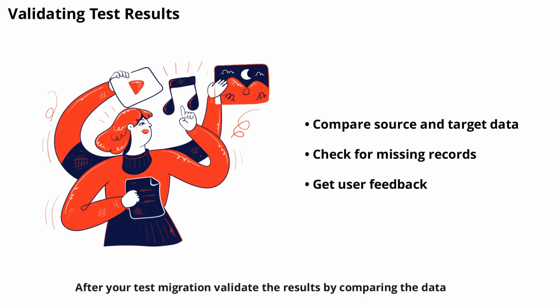After your test migration, validate the results by comparing the data in your new CRM with the original source. Look for missing records, incorrect mappings, or formatting issues. Involve key users to review the data and provide feedback. This validation step ensures that your migration process works as intended and that your data remains accurate and usable.